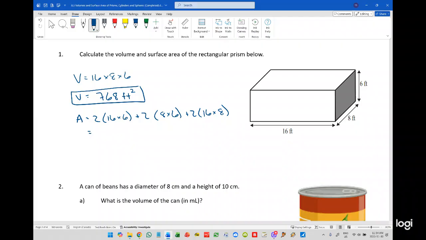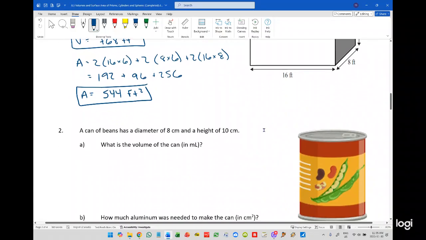16 times 6 times 2 is 192. 8 times 6 times 2 is 96. And 2 times 16 times 8 is definitely not the answer my calculator just gave me. 2 times 16 times 8 is 256. All right, I add those all together and I get a grand total of 544. Everything was measured in feet, so this is going to be in square feet. Not too bad.